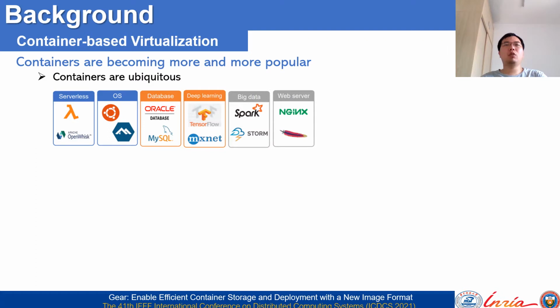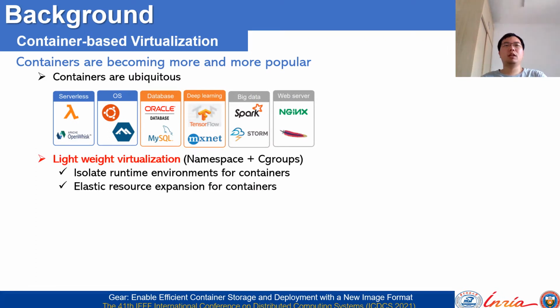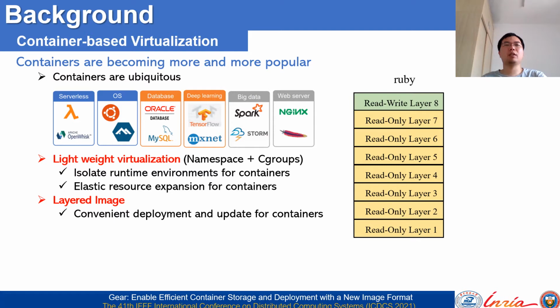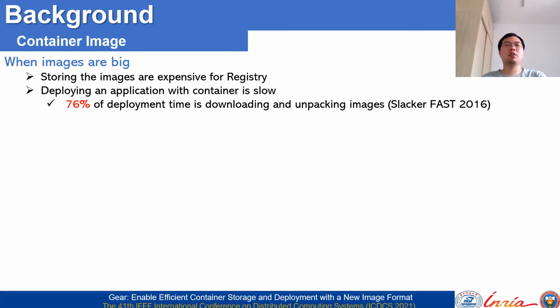Containers are becoming more and more popular. They can provide a lightweight and isolated runtime environment by cgroup and namespace. And all things required to run the application are packed in a layered image, which makes deploying and updating the containerized application convenient. However, when containers are big, deploying an application with a container is slow, because we need to spend a long time on downloading images.